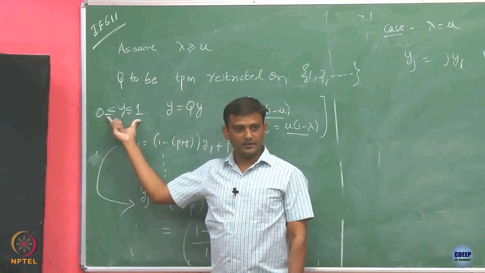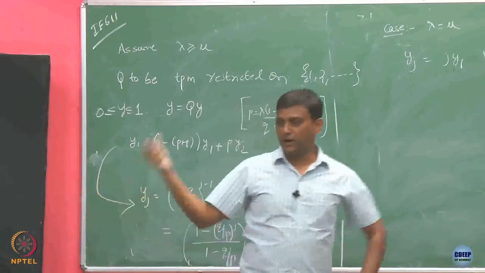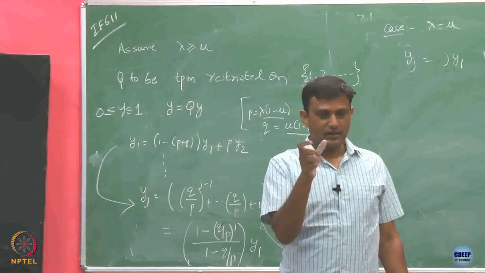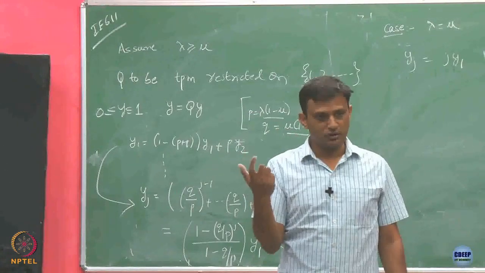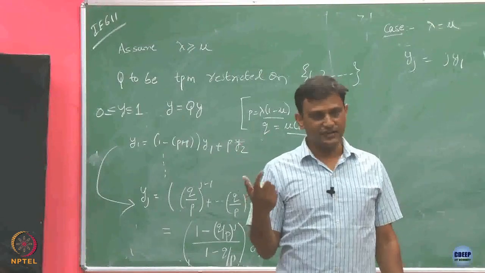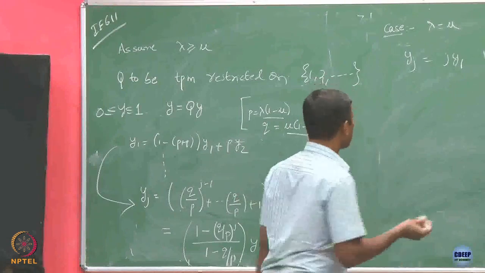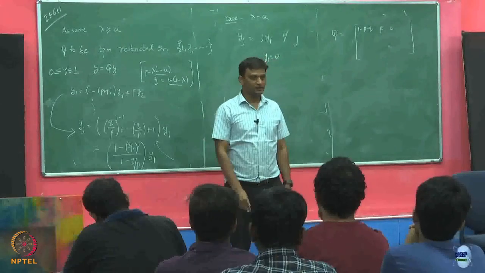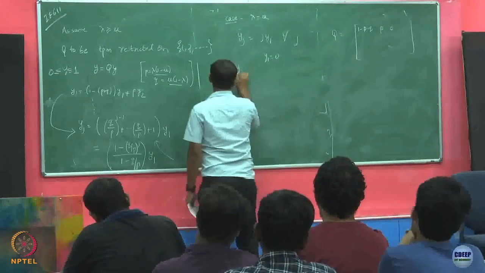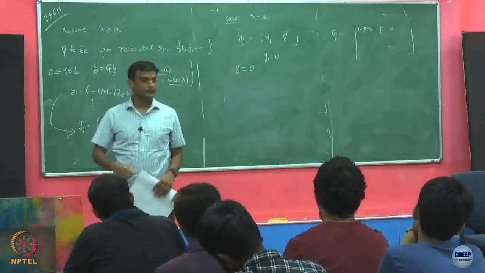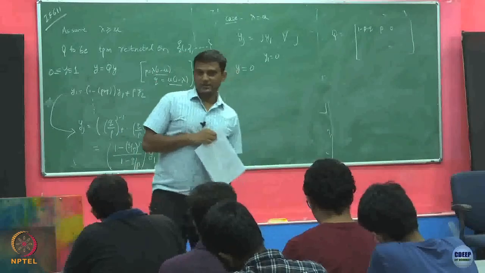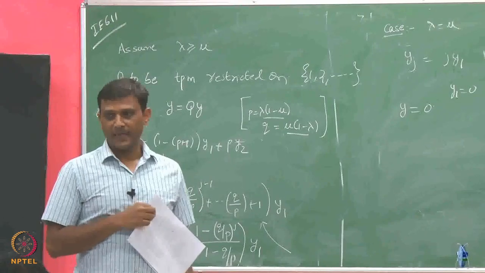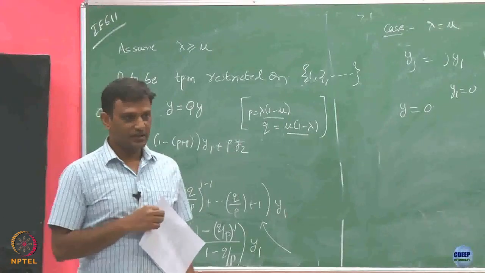Is that clear? So because of this, if I want to restrict all yj's to be within the interval 0, 1, any positive value of y1 will not do. The only possible value of y1 I can choose is 0. But if I choose y1 to be 0, all my yj's are going to be 0. So y equals 0 is my solution. If y equals 0 is my solution, then what do I know? It is recurrent, but I already know that it can't be positive recurrent, so it has to be null recurrent.